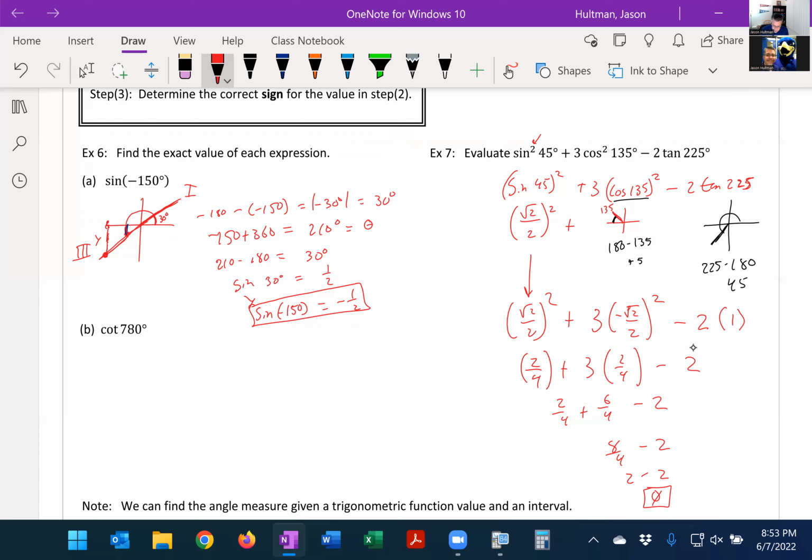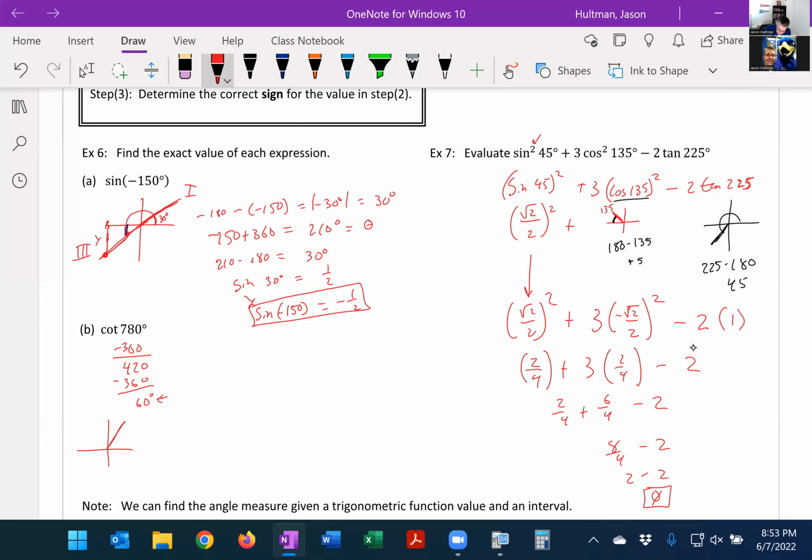Okay, let's do part B. We skipped over part B here; I kind of went horizontal instead of vertical. That's fine. Let's find the cotangent of 780. Okay, the cotangent of 780. Let's find the coterminal angle first. Let's subtract 360 from this, and I get 420. Subtract 360 again, and I get 60 degrees. So the coterminal angle here is 60 degrees.